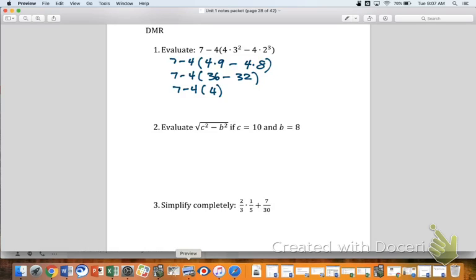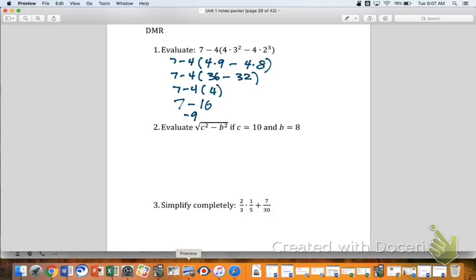What is the operation going on in between those two numbers? Multiplication. Right? Because it's 4 parentheses. If there's nothing written there, we understand it to be multiplication. 4 times 4 is 16, so it'd be 7 minus 16. The only thing remaining is the subtraction that you see, and that leaves us with negative 9.